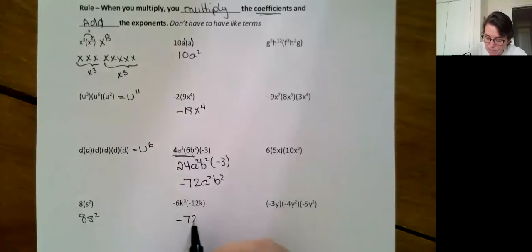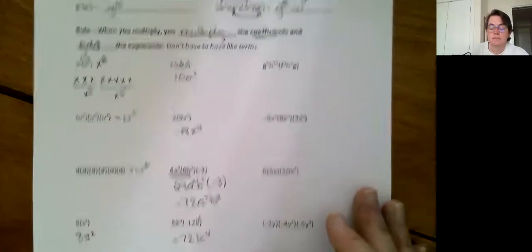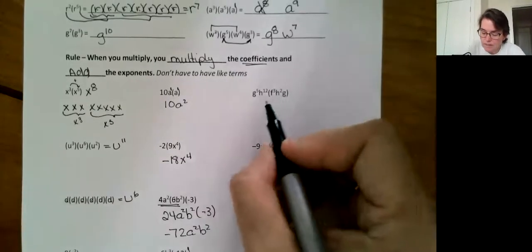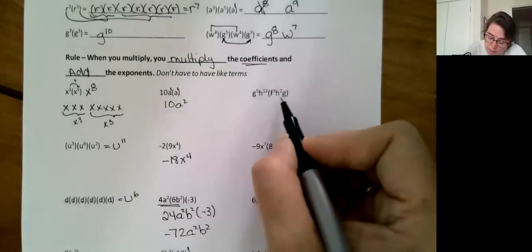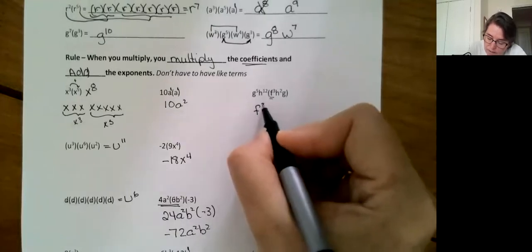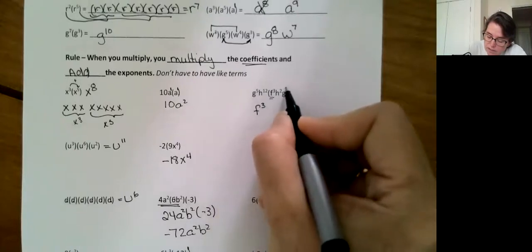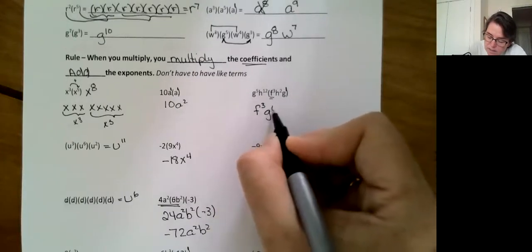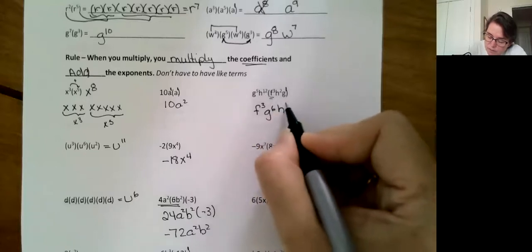All right, negative 6 times negative 12 is minus 72 k to the fourth. Remember, understood 1 there. Okay. Oh, look at this one. There's no coefficients. So alphabetically, F should come first. So F3, G5. Oh, there's a G1 there. So it's going to be G6. And then H, 12, and 2 more is 14.